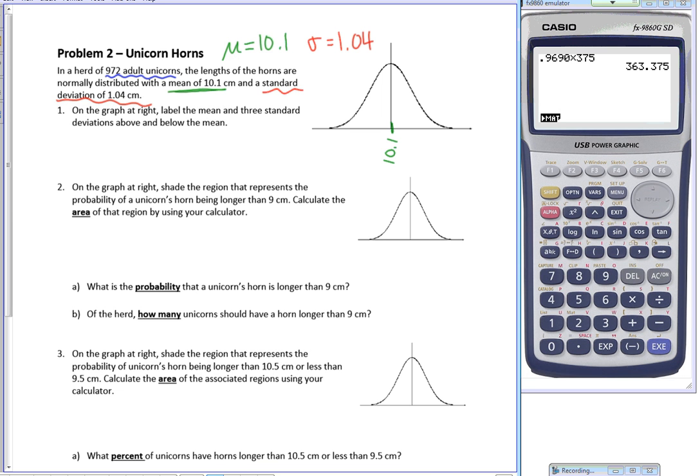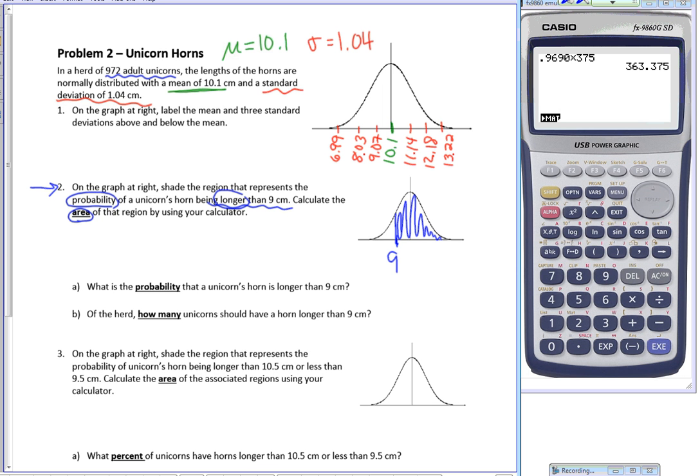So I got my middle, and I'm going to label 3 marks above and 3 marks below. And then I'm just going to use my calculator to figure out what those are. Okay, so number 2 says, on the graph at the right, shade the region that represents the probability that a unicorn's horn is longer than 9 centimeters. And we want to calculate the area of that region, which is the probability, using our calculator. So where was 9? 9 was right about here-ish. And it needs to be longer than 9, so longer than 9 would be shading to the right over here.